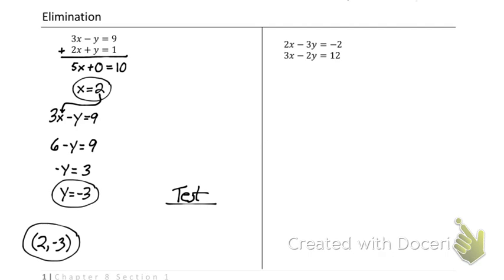I'll test the first one. The first one says 3x minus y should equal 9. So let's plug in our values. 3 times, I said my x is 2. So 3 times 2 minus a negative 3 equals, 3 times 2 is 6, minus a negative 3 is going to equal 9. That one works out. For our next one, we have 2 times our x value is 2, plus negative 3. 2 times 2 is 4, minus 3 equals 1. It was supposed to equal 1. They do work out.